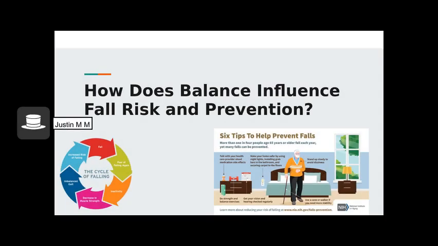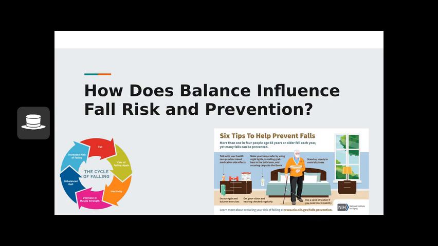But how does balance influence fall risk and prevention? So on the bottom left of the slide, you can see an image detailing the cycle of falling. And this describes different events that can eventually lead to a fall if we let them continue. So such as if you are inactive, and then that may lead to a decrease in muscle strength, and then that may lead to an imbalance in gait. And gait is just a fancy word for walking pattern. And if you have poor walking, that can increase the risk of you falling and thereby leading to a fall.